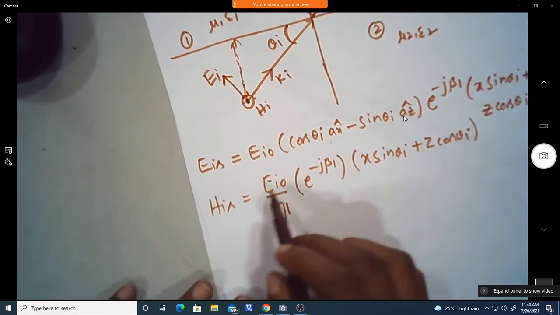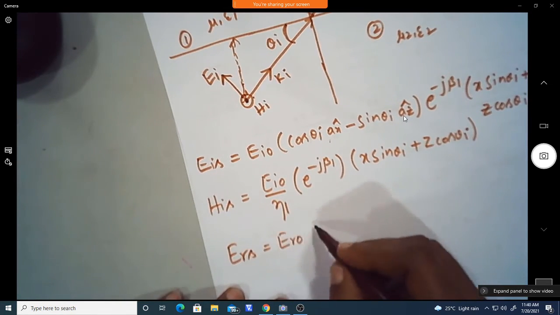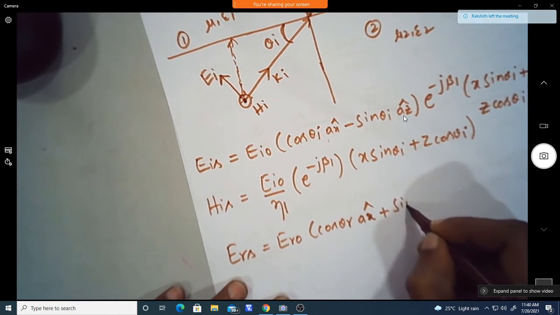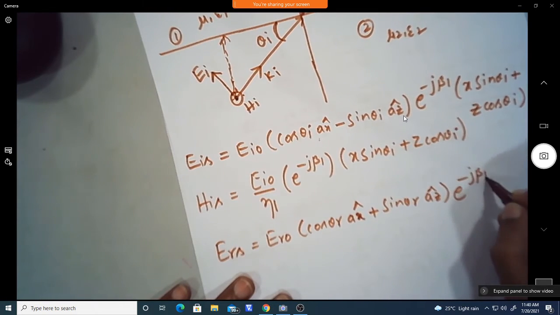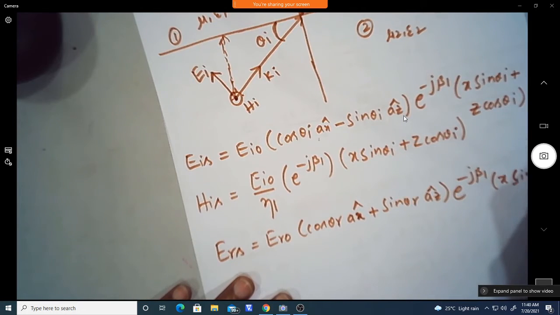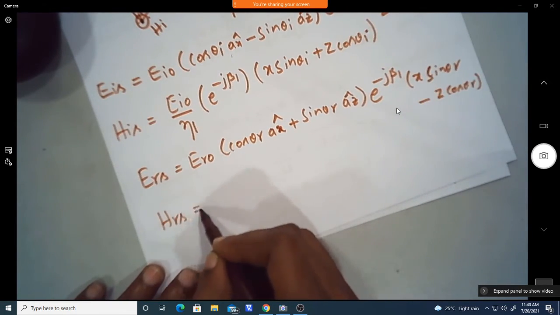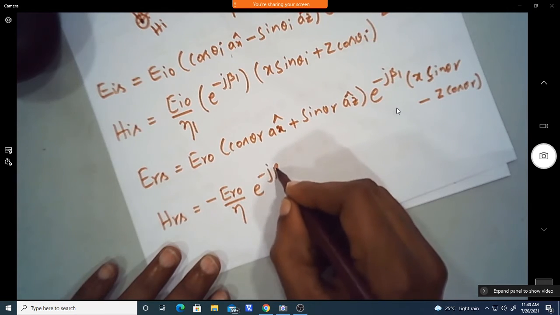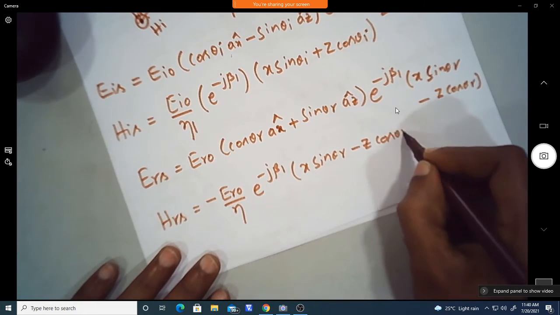Okay. So this is what the magnetic field, and similarly we have the reflected phasor, ERS, which is equal to ER naught into cos theta R in the direction of AX, plus sin theta R in the direction of AZ, into e power minus j beta 1 into X sin theta R minus Z cos theta R. So this is what we are going to express for the reflected phasor, and the magnetic field we can represent as minus ER naught divided by eta 1 into e power minus j beta 1 into x sin theta r minus z cos theta r.